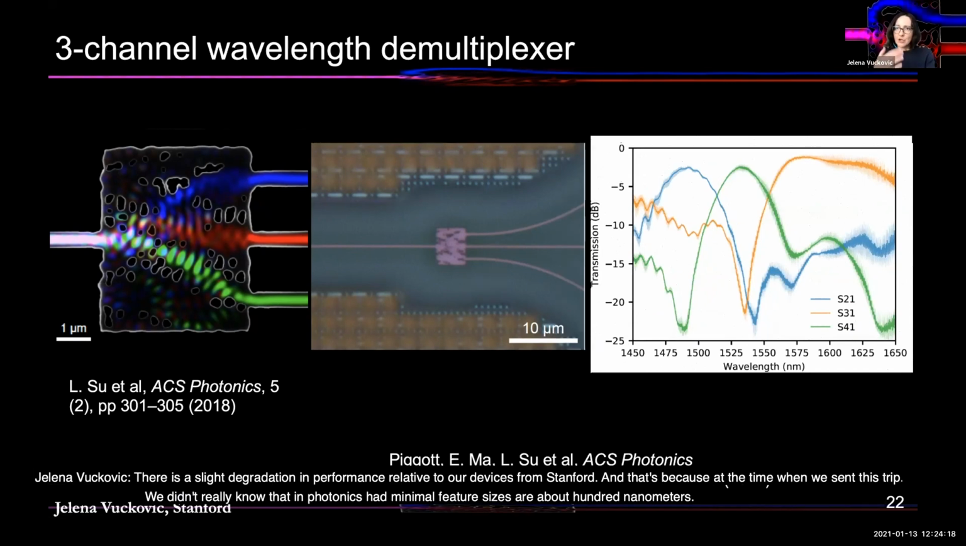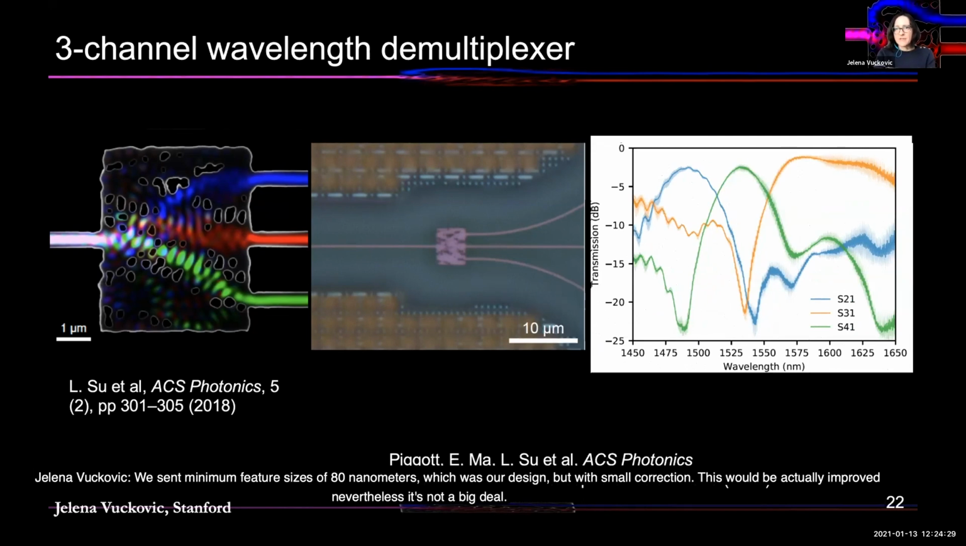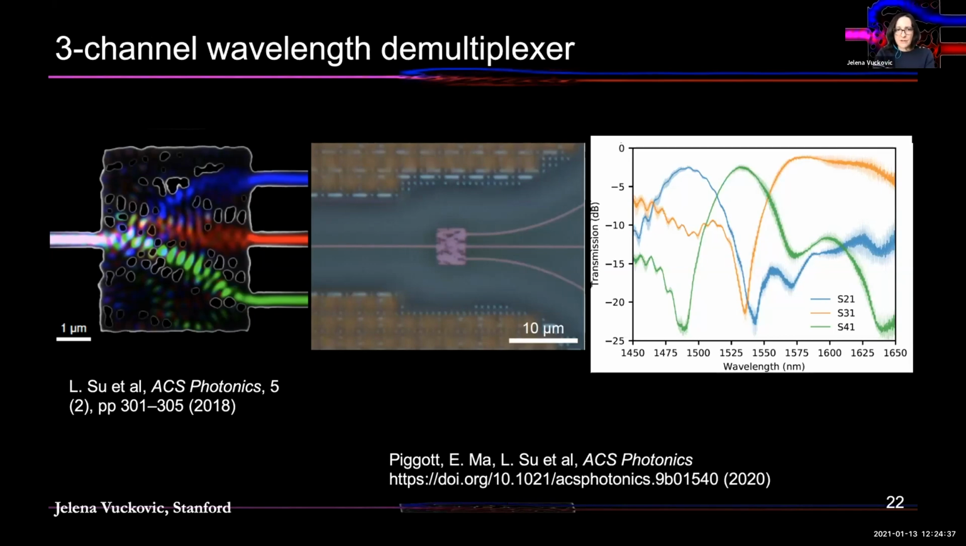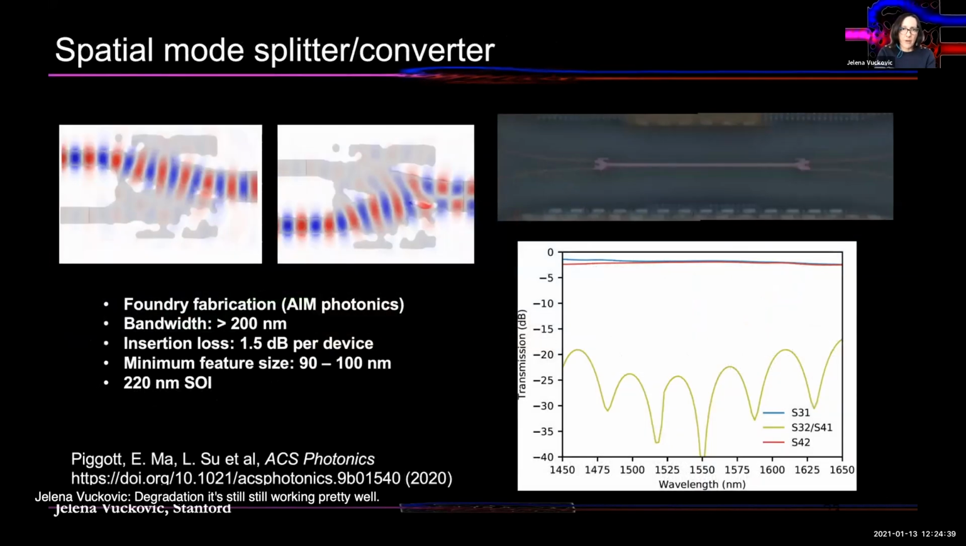There is a slight degradation in performance relative to our devices from Stanford, and that's because at the time when we sent this chip, we didn't really know that AIM Photonics had minimum feature sizes of about 100 nanometers. We sent minimum feature sizes of 80 nanometers, which was our design, but with small correction, this could actually be improved. Nevertheless, it's not a big degradation. It's still working pretty well.